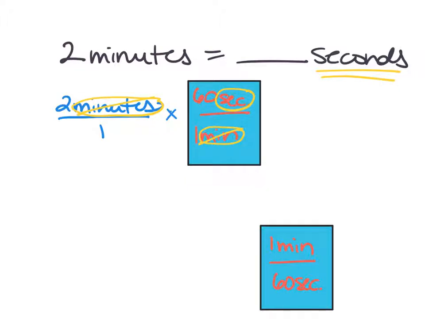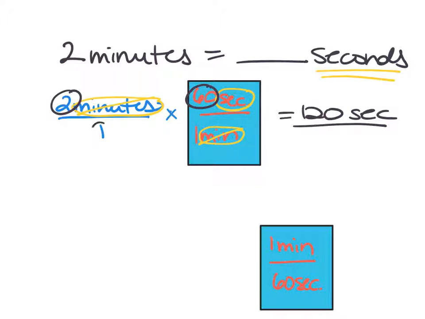The second step is to simply multiply straight across. So I have 2 times 60, which is 120. And then I have the seconds, which is the unit I was looking for on top. And then on the bottom, I have 1 times 1, which is 1. Then the third step is just to simplify, which is just 120 seconds.